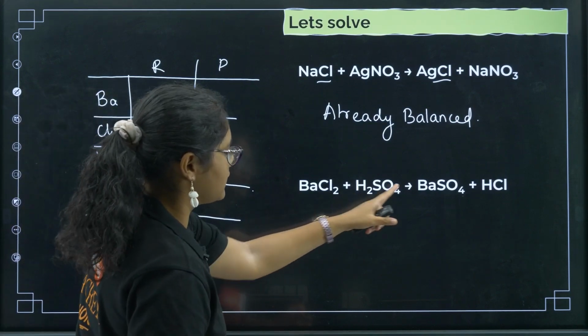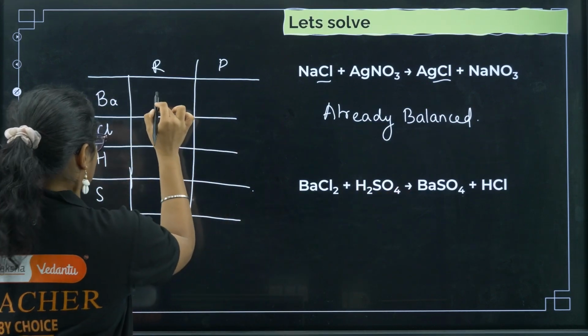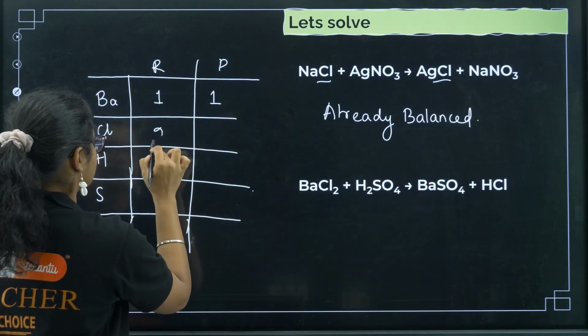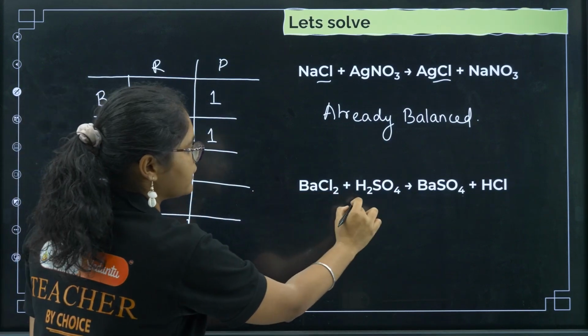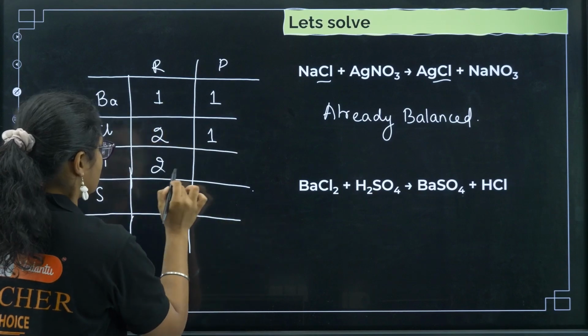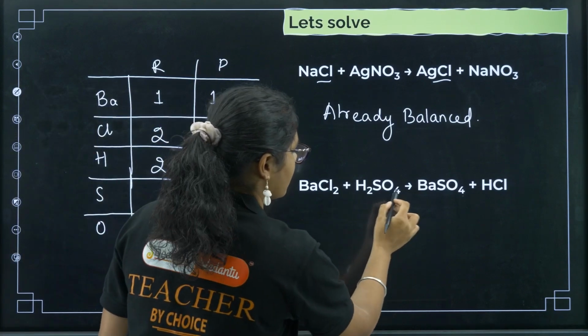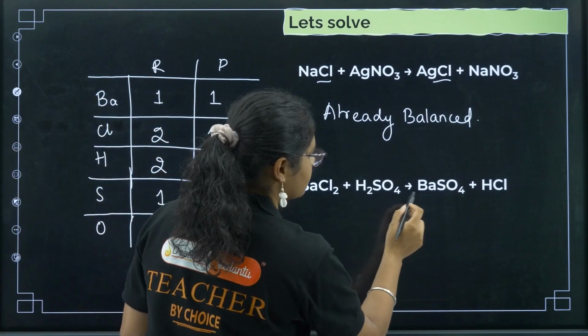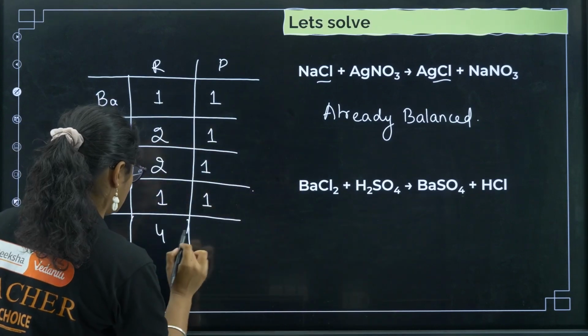Barium here 1, here 1, right? So I can write 1 and 1. Chlorine here I have 2, there I have 1. Hydrogen here 2, here 1. Sulfur I have 1 here and 1 here. Oxygen here 4 and here also 4.